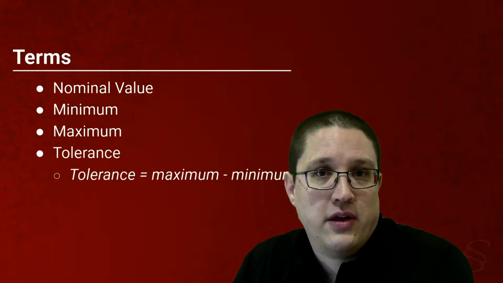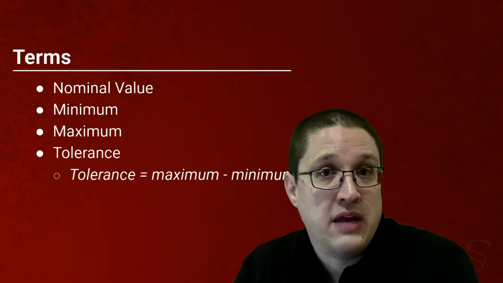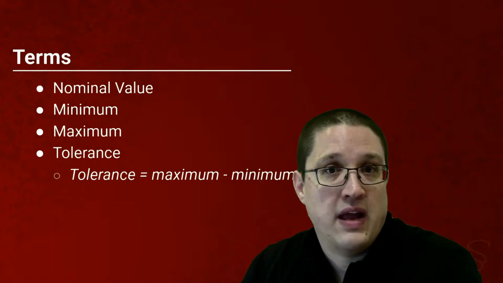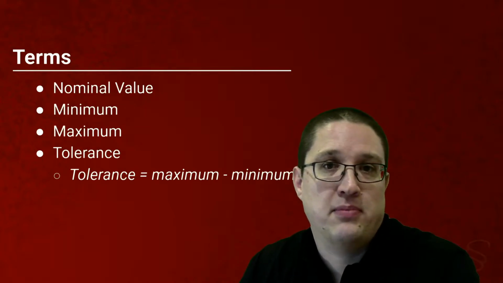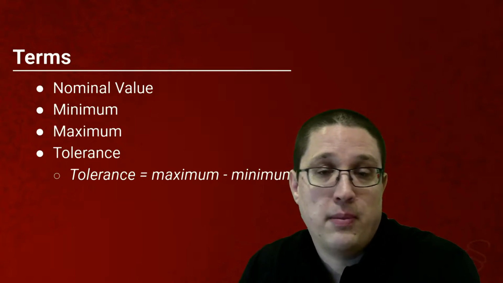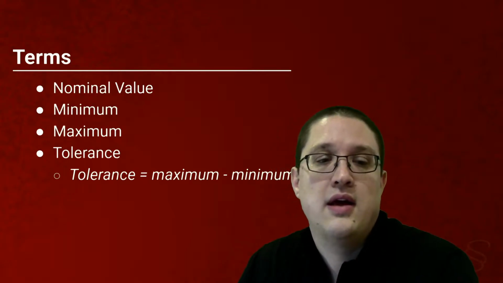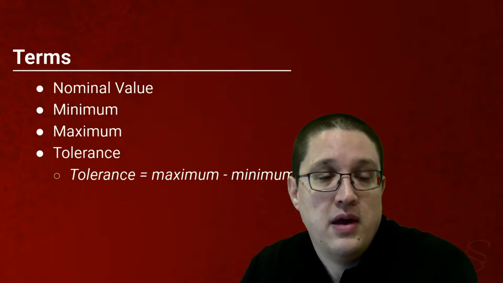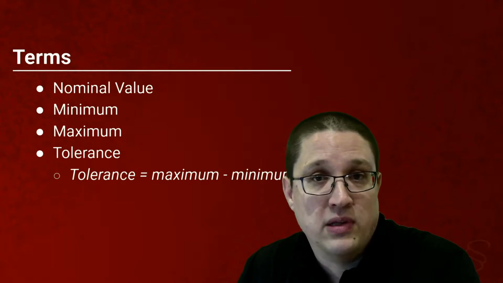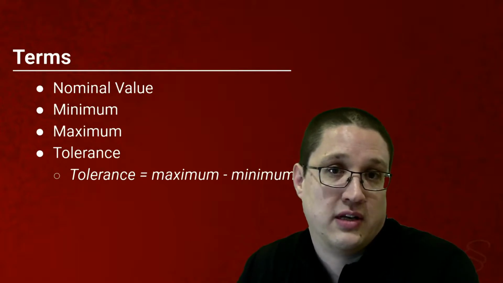The nominal value is the designed value. If I want my wall to be 8 feet long, that's my nominal value. I might also have a minimum and a maximum that are acceptable. If I'm designing something to be 12 feet long, but I'm okay if it's 11 foot 8 inches or 12 foot 3 inches, there's my minimum and my maximum. Those are the minimum and maximum acceptable values. If you build something and it's outside of those values, it's not acceptable and you would reject it.